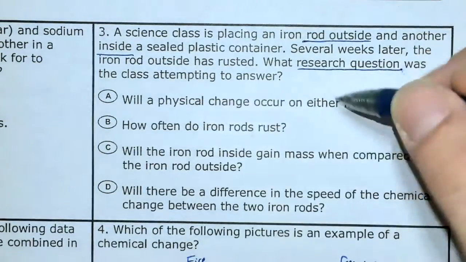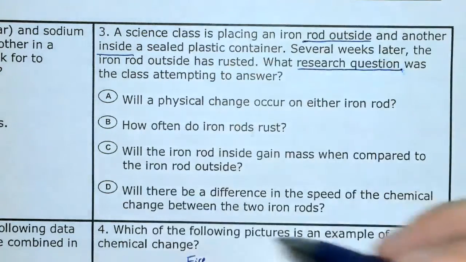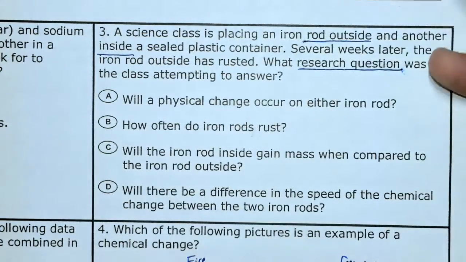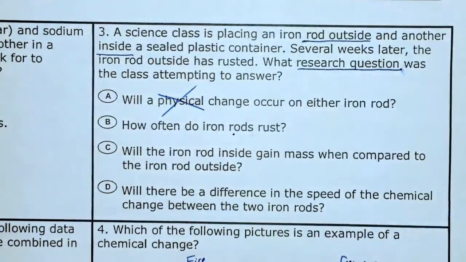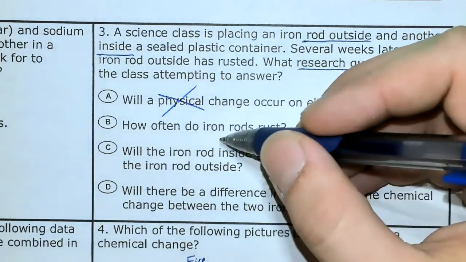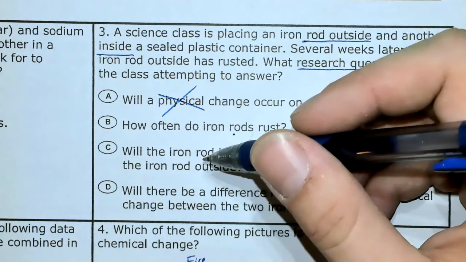Will a physical change occur on either iron rod? Was there a chemical change or a physical change that occurred here? Chemical, the rust on the iron rod. So we can knock out that physical change. How often do iron rods rust? Well, we put one rod inside and one rod outside, so you do have a control, and that's good.